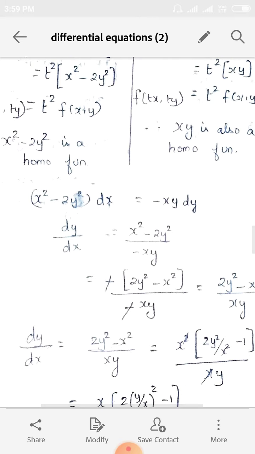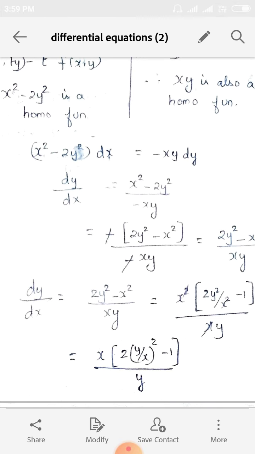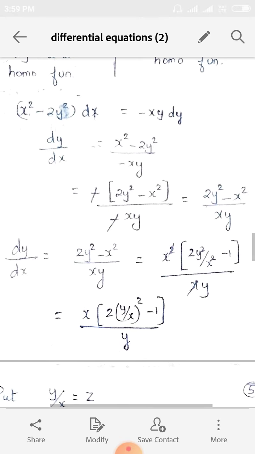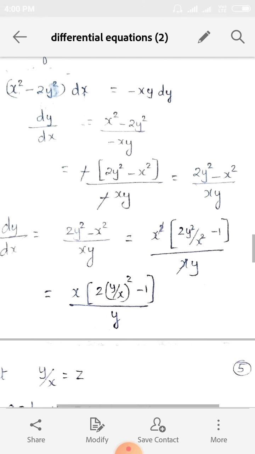The given problem is x square minus 2y square into dx is equal to minus xy dy. Now rewrite the given equation: dy by dx is equal to x square minus 2y square divided by minus xy. Right. The next step, see the numerator. Numerator contains x square minus 2y square. From the numerator, take negative sign outside. So we get minus of 2y square minus x square divided by minus xy. Right. The next step is cancelling negative sign from the numerator and the denominator. We get 2y square minus x square by xy.